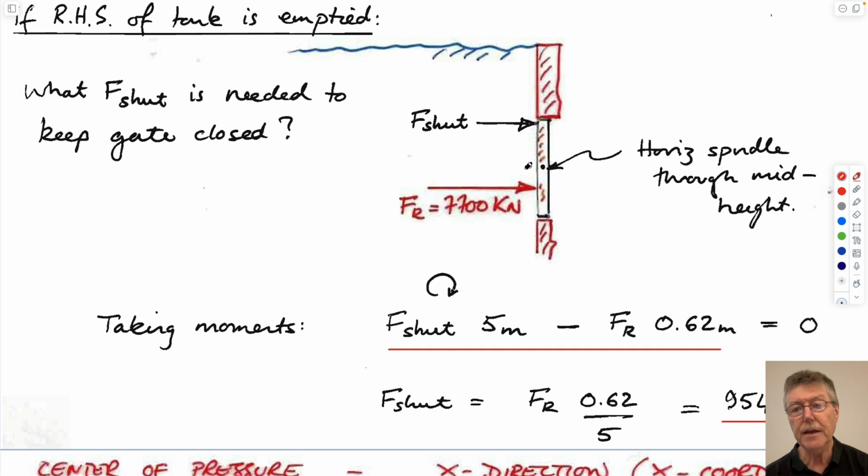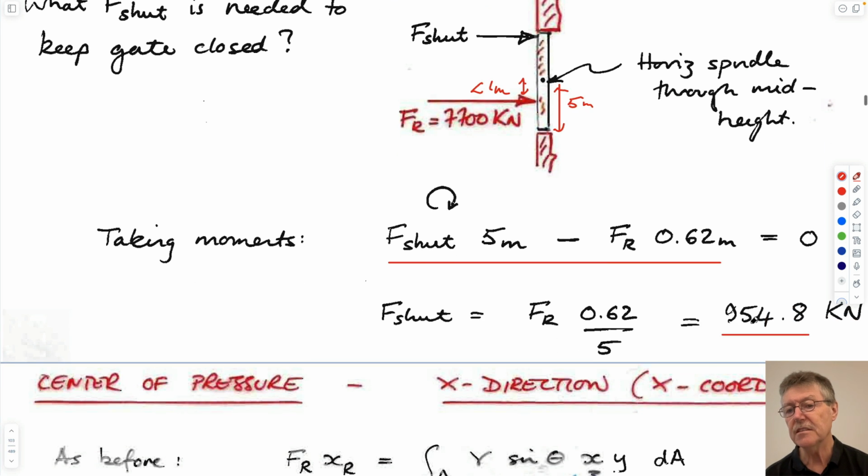So this lever arm here is less than a meter down. This lever arm here is 5 meters down. So you'd think that the ratio of these should be something like a bit more than 5 to 1. So 5 times this is 5,000, it's actually 7,700. They'd be exactly in the same ratio of those distances, right?